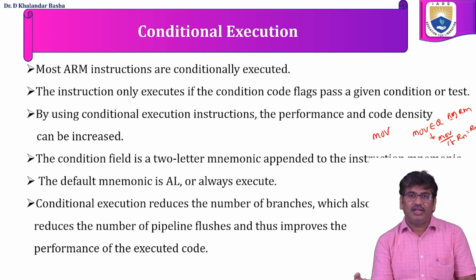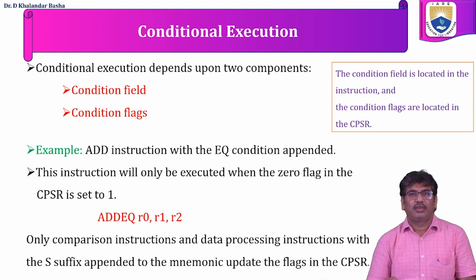First it will check the condition. If it is true, then the move will take place. Otherwise the transfer of data will not take place. The default mnemonic is AL, or always execute. Conditional execution reduces the number of branches, which also reduces the number of pipeline flushes and thus improves the performance of the executed code.